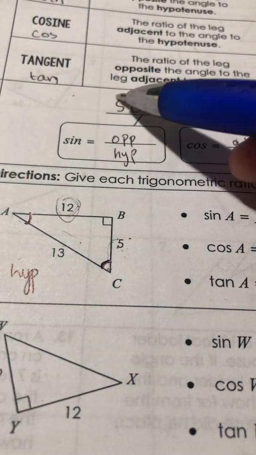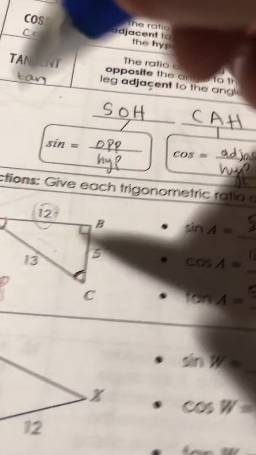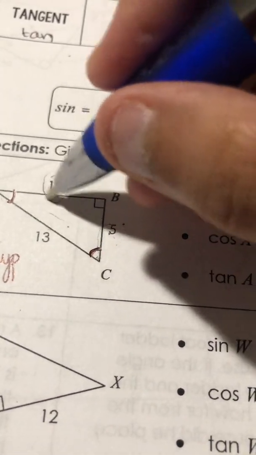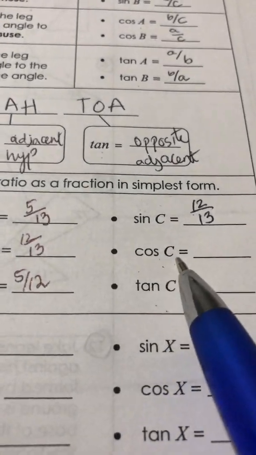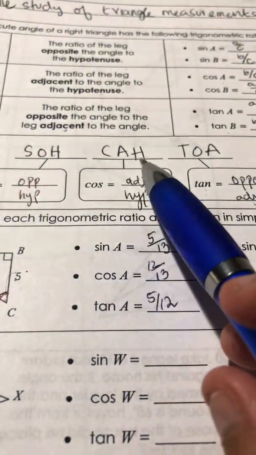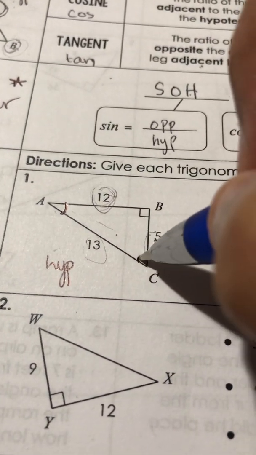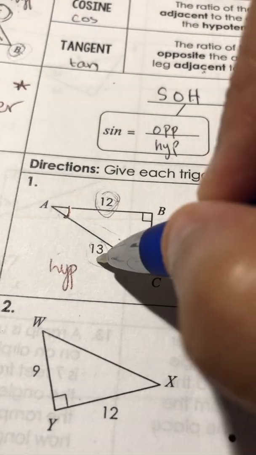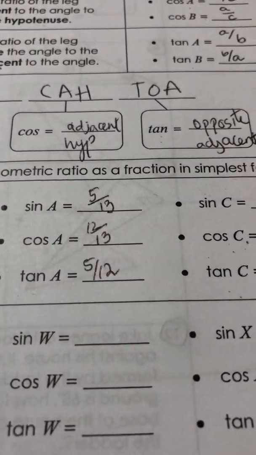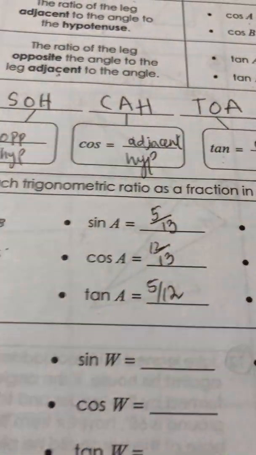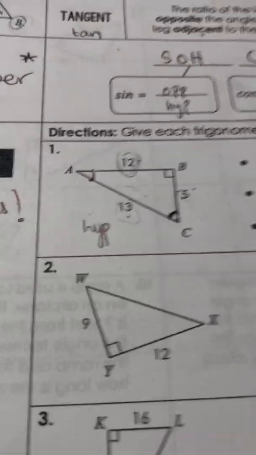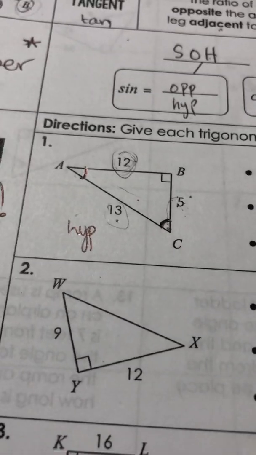So sine C. The sine function is the ratio of opposite to hypotenuse. Opposite to this is 12 and hypotenuse is this. So the ratio of sine C is 12 over 13. And then cosine of C would be adjacent over hypotenuse, which for angle C, adjacent is 5 over hypotenuse, 13. 5 over 13. Make sure you memorize SOHCAHTOA, which will help you do all these functions very easily.